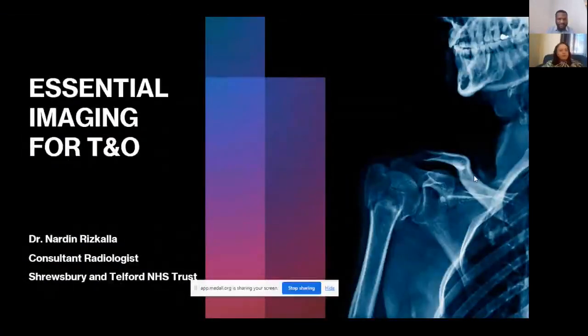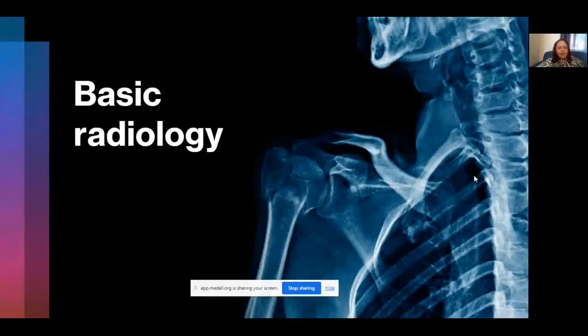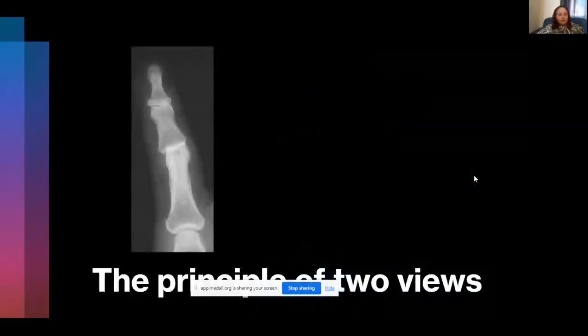Good afternoon, everybody. My name is Nardin Rizkala. I'm a consultant radiologist working at Shrewsbury and Telford Hospital. Now we're going to have a short talk about essential imaging for T&O. There are some basic radiology principles we're going to look through.